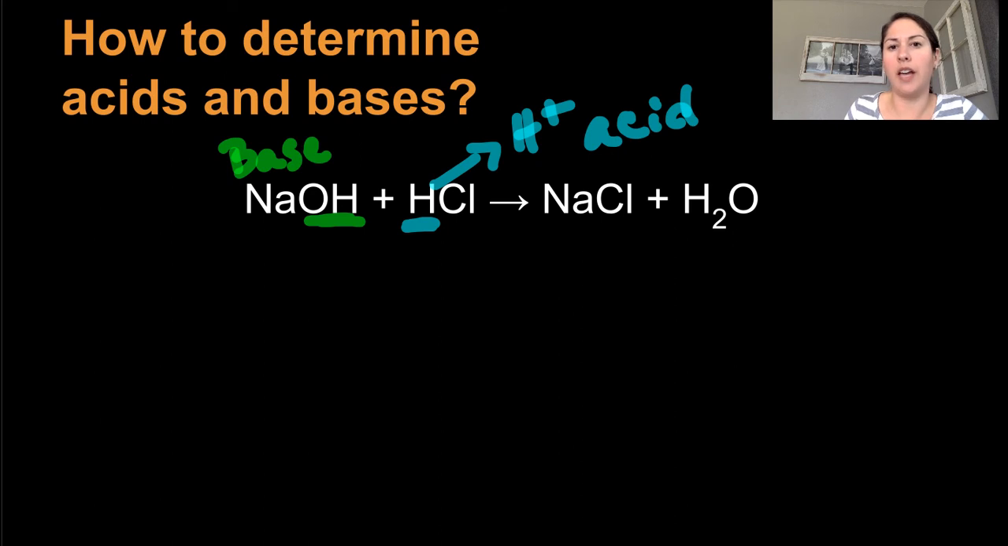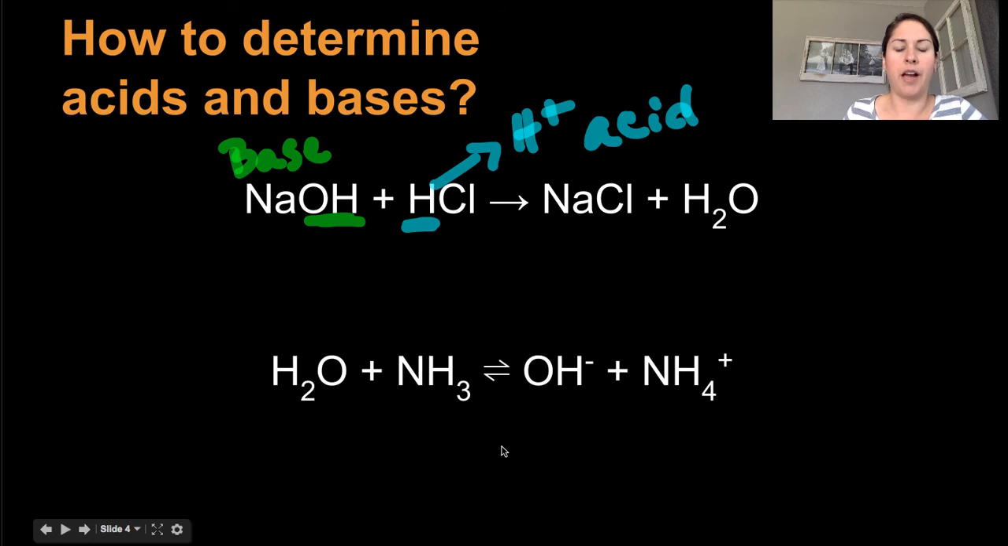Let's take a look at another example here of an acid and a base that are reacting. So here we have water and we have ammonia. And the question is which one of these is an acid and which one is a base? You probably don't think of water as an acid or a base, but actually water can behave as either an acid or a base. And so we need to figure out what's going on here.